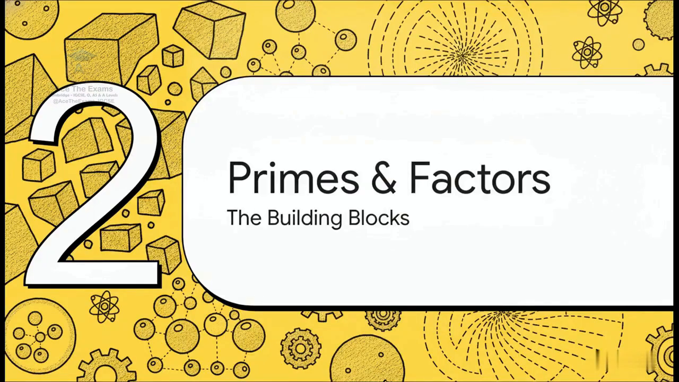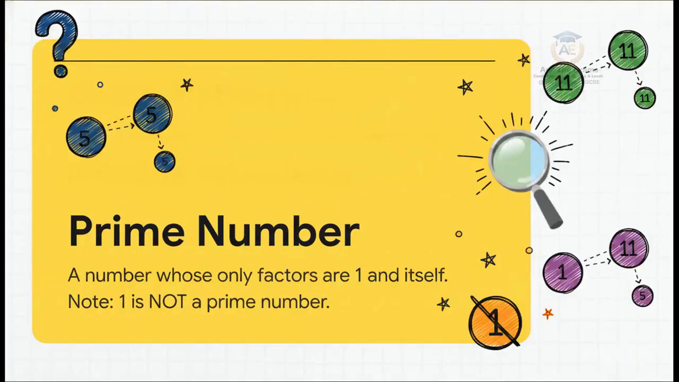All right, section 2, primes, factors, and multiples, the building blocks. Now that we've got the types of numbers down, we need to look at how they actually behave, how they break apart, and how they scale up. We've got to start with the prime number. A prime number is simply a number whose only factors are 1 and itself. We're talking numbers like 2, 3, 5, 7, and 11. But heads up, here is a classic exam trap that catches students out literally every single year. The number 1 is not a prime number.